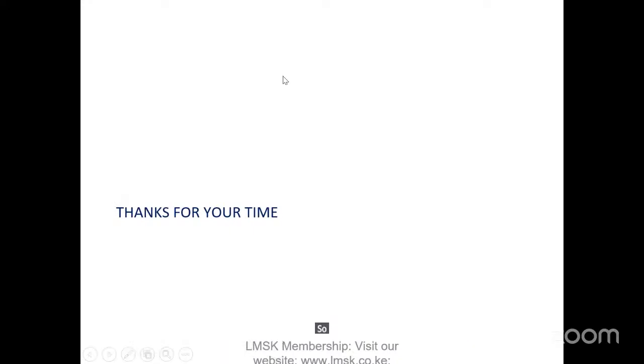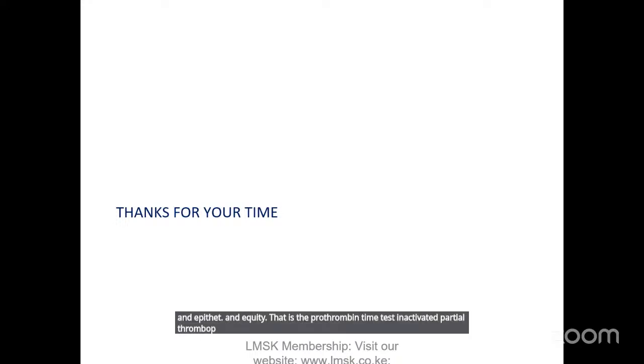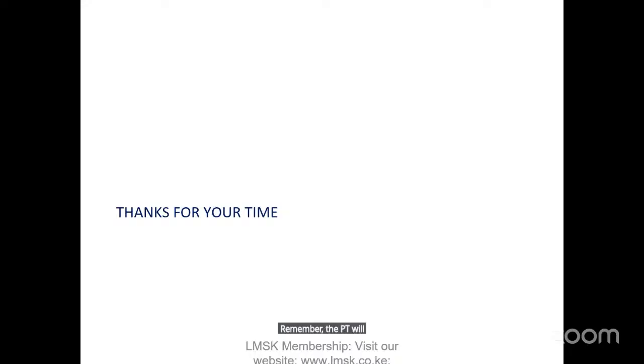So now that I've mentioned that, I have seen a question on mixing studies, and I want to go step by step. For the mixing studies, I will start with a normal patient who has presented to a lab or to a hospital. Some of the tests that have been requested, the coagulation testing, are both PT and APTT. That is the prothrombin time test and the activated partial thromboplastin time test. Remember, the PT will check for the extrinsic pathway. The key players there are tissue thromboplastin, which is factor 3, and factor 7. And of course, you know the coagulation pathway.